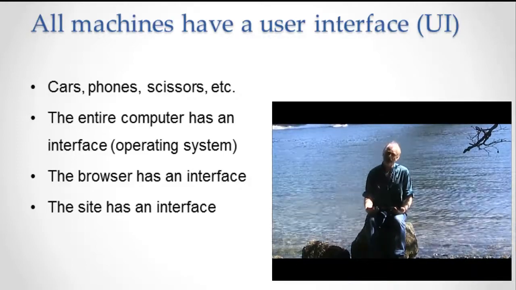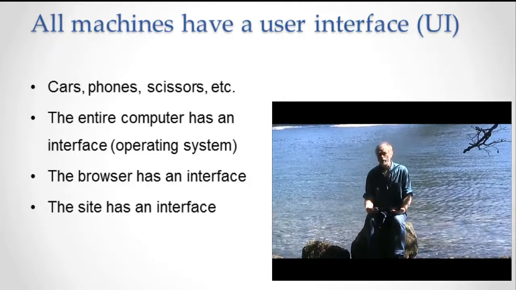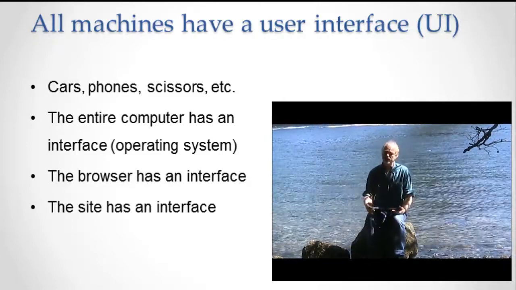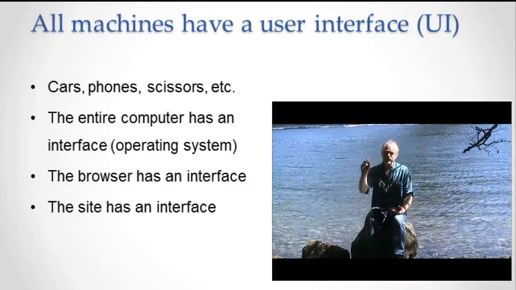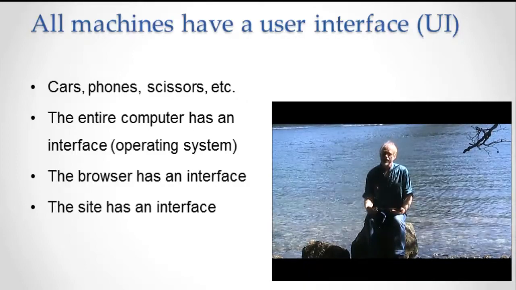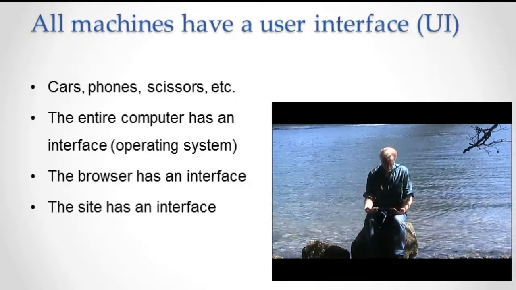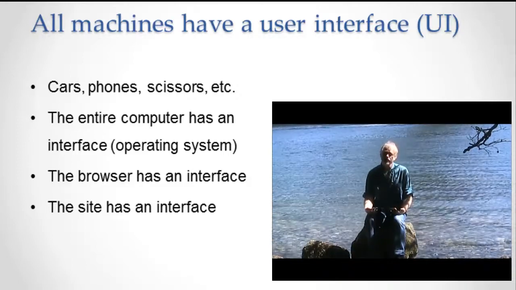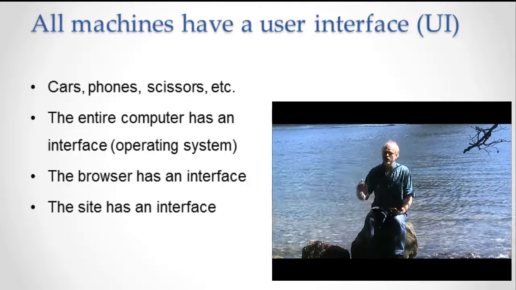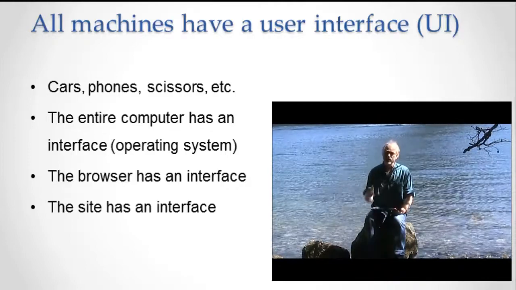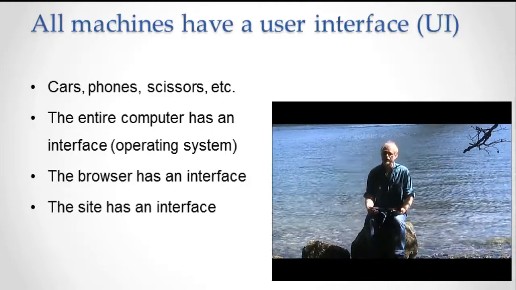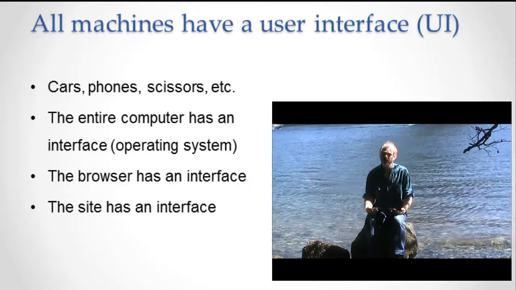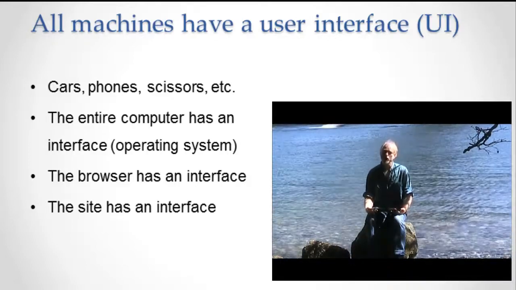The computer itself has a user interface. So if you're on a Macintosh, OS 10 provides the user interface. There's some program and there's commands and there's folders and all those kinds of things. That's the user interface of the computer itself. The browser that you look at Facebook in has a user interface, so the browser itself has commands, there's a home button, and there's a little place where you type in URLs, and there's favorites and all those kinds of things. All those bits and pieces constitute the user interface, the way that you work the browser.